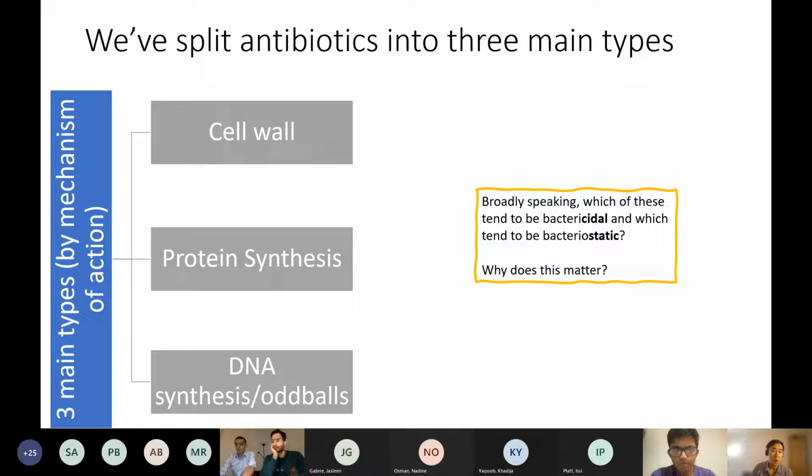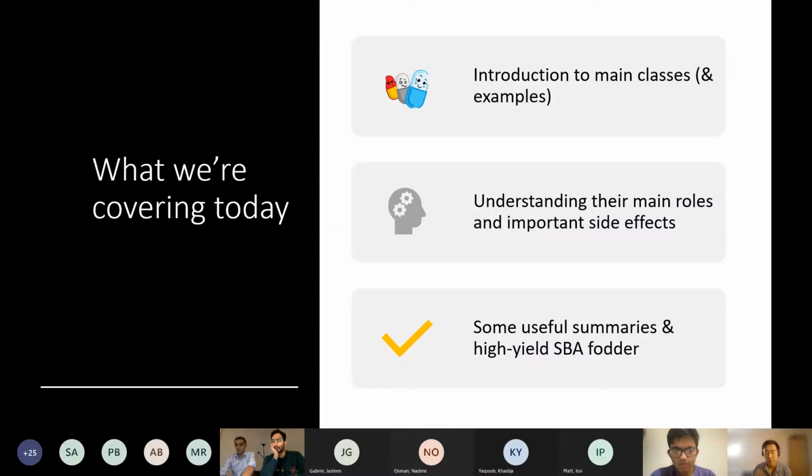Okay, right. So this is how we're going to cover the lecture today. We're going to introduce you to the main classes of antibiotics with some examples. We'll talk about their main roles in common infections and important side effects, because they love to test side effects. And then we've got some useful summaries at the end and SBAs dotted throughout.